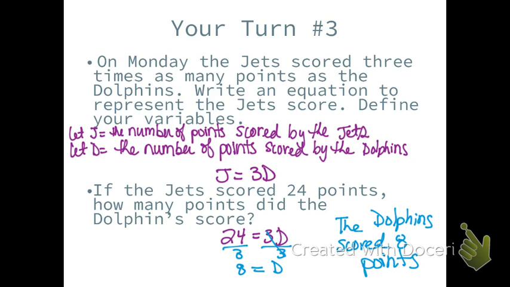All right, and welcome back. Checking your work, you should have come up with something along these lines. Make sure you've defined your variables. You may not have used J and D, but something along those lines, for J being the number of points that the Jets scored and D being the number of points that the Dolphins scored. The Jets scored 3 times as many points as the Dolphins, so J equals 3 times D. The inverse operation of multiplication is division, so divide both sides by 3. And that tells us that the Dolphins scored 8 points.